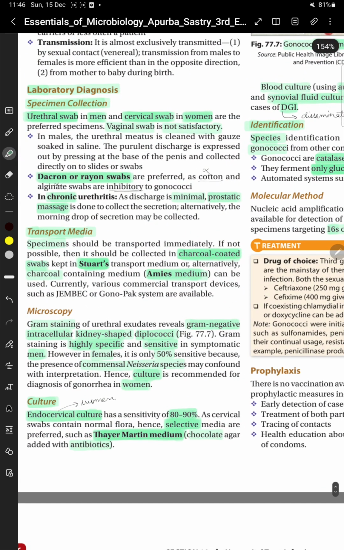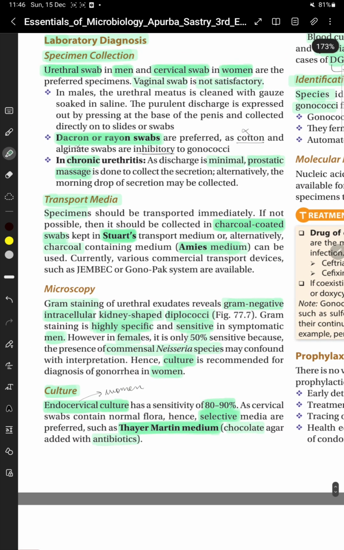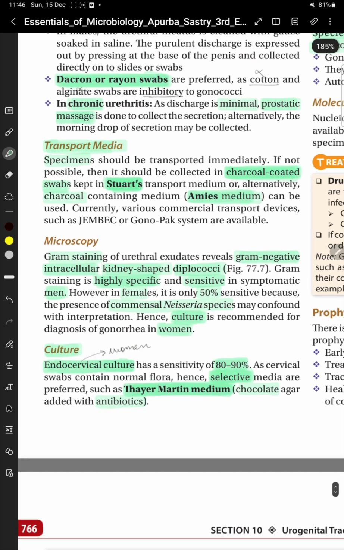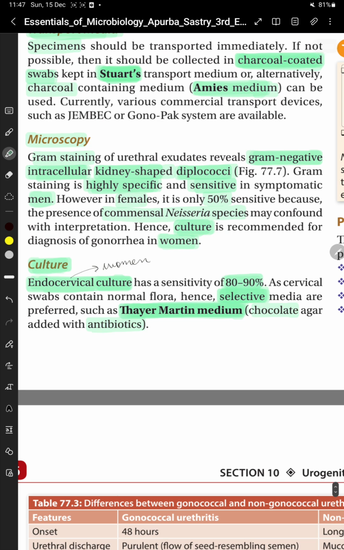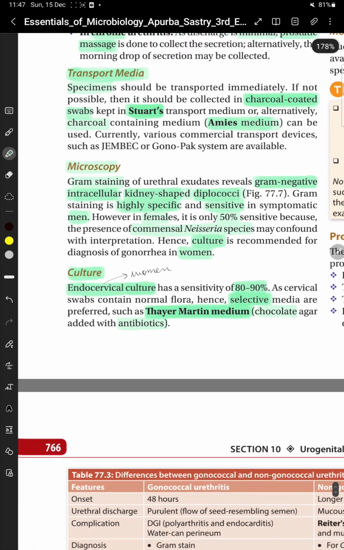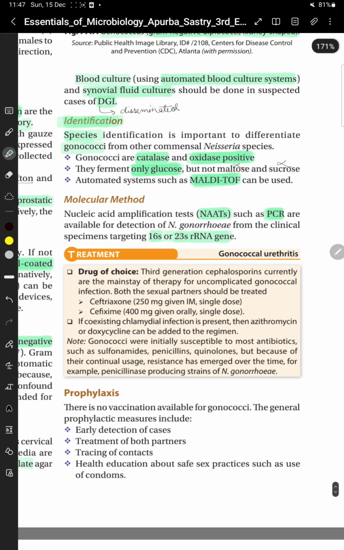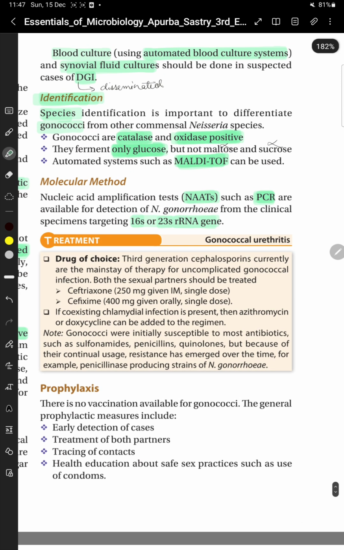To summarize: the specimen is a urethral swab in men and a cervical swab in women. Dacron and Rayon swabs are preferred. Transport medium is Stuart's transport medium. In microscopy, gram-negative intracellular kidney-shaped diplococci are observed. Culture is preferred in women, using Thayer Martin medium. For identification, it is catalase and oxidase positive and ferments only glucose. Automated systems like MALDI-TOF can be used. In molecular methods, we have PCR, which targets the 16S and 23S rRNA gene.